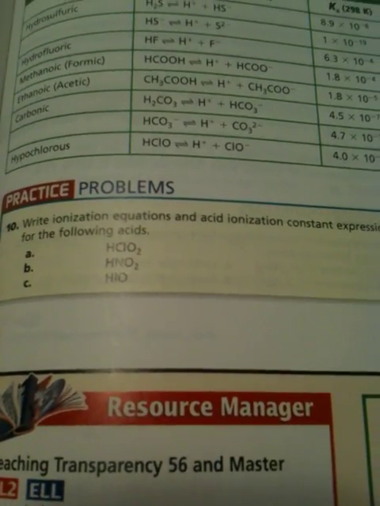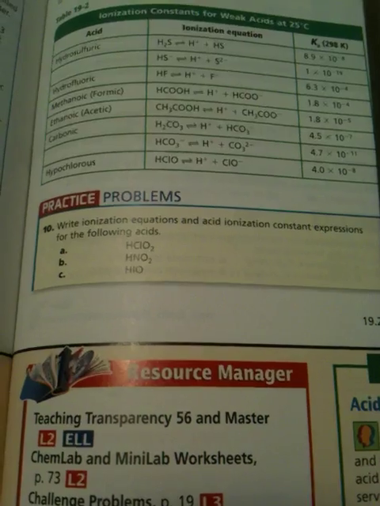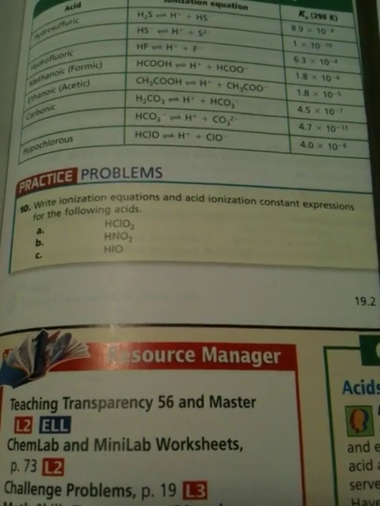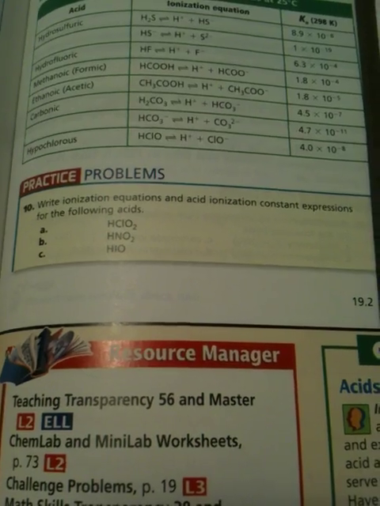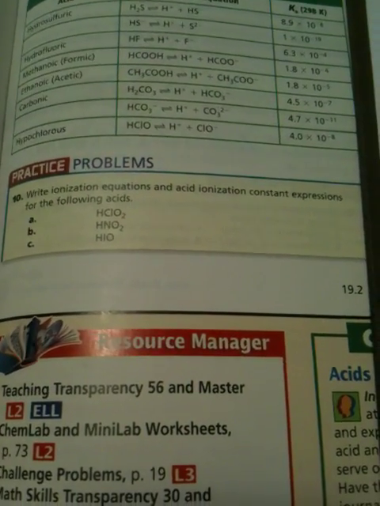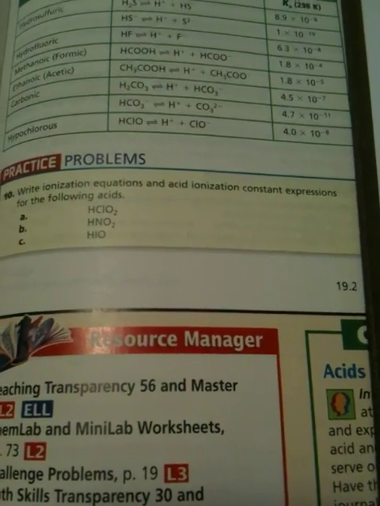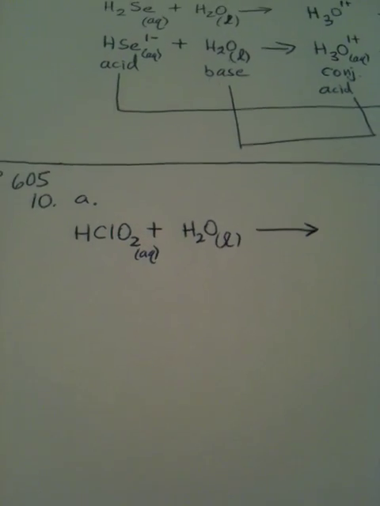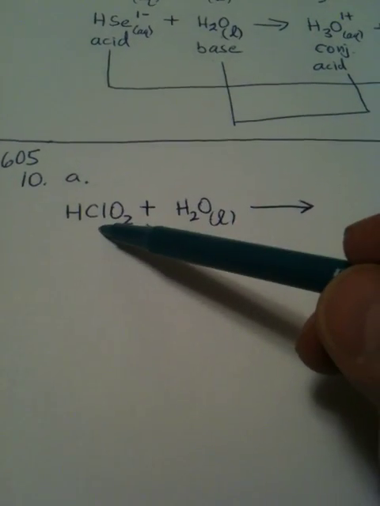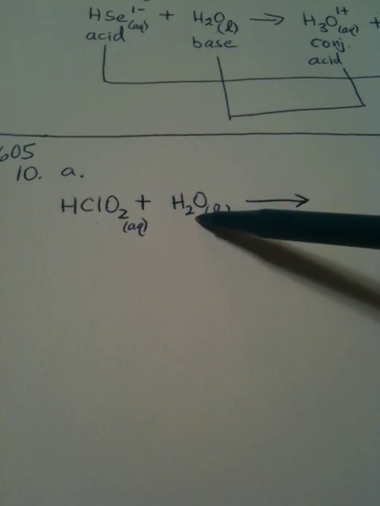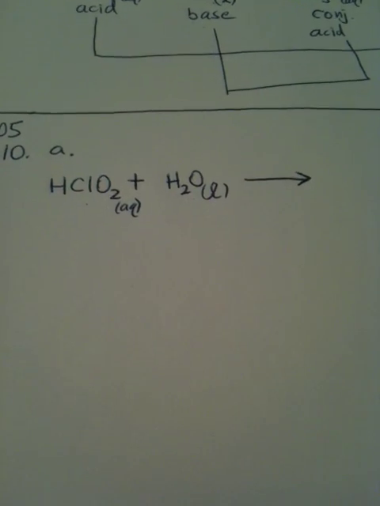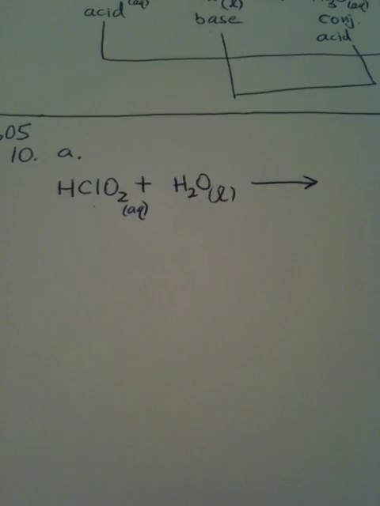Now, the other thing that we're being asked in this problem is to write the equilibrium expressions, or the constant expression. So let's do the ionization first, and then we'll write the expression. Let's start with what we're given. We always know that it's going to react with water, and this is going to be the acid, and this is going to be the base because it will accept the proton from the acid. So we have to look on the other side.